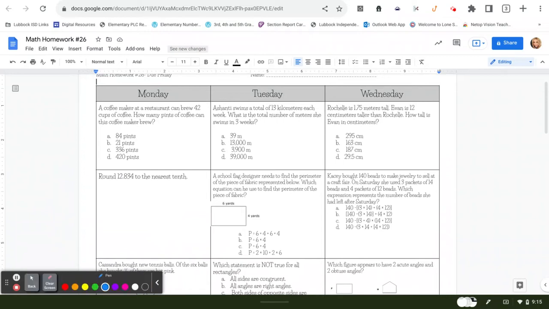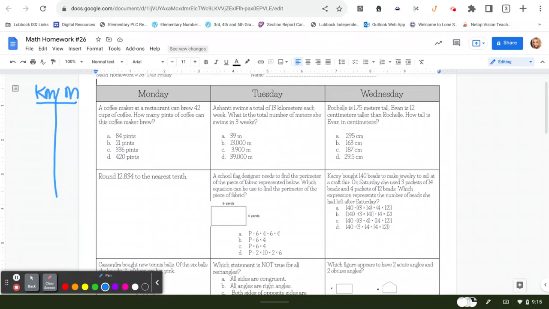Next, Ashanti swims a total of 13 kilometers each week. What is the number of meters she swims in 3 weeks? Okay, so on your star reference sheet, you should have distance or length, and you need to find kilometers to meters. Kilometers are larger, so they're going to go on the left, and meters are going to go on the right.